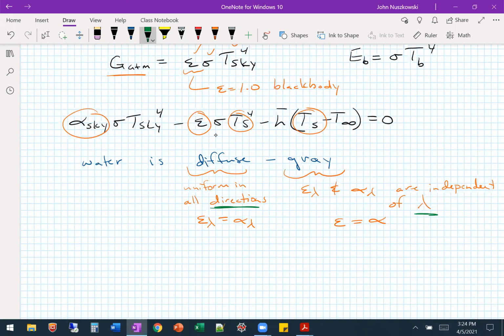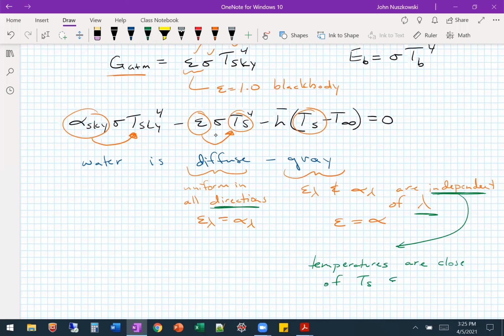So when this is valid is the other part. The big thing for this independence is that the temperatures are close. Because the absorptivity of the surface goes with the temperature of the sky, and the emissivity of the surface goes with the temperature of the surface. It goes with the temperature of whatever that radiation is coming from. Well, the temperatures of the sky and the surface are close.